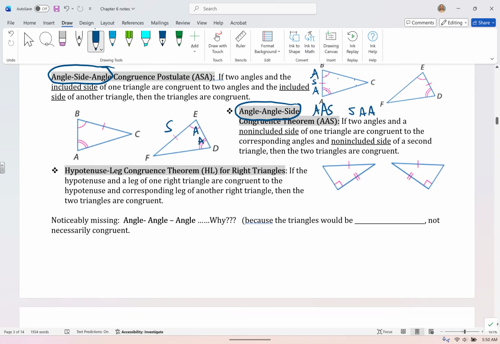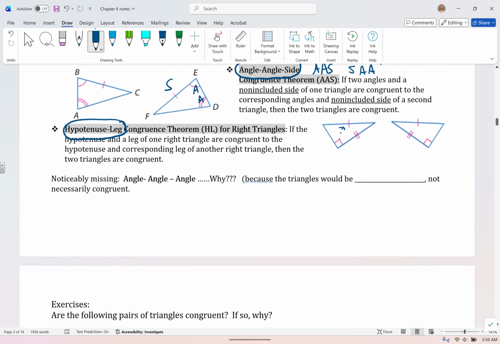And then this last one is called hypotenuse leg. That would be if you have a right triangle and you know the hypotenuse, which is across from the right angle, and you know one of the legs. That will prove that two triangles are congruent to each other. So those are the shortcuts.